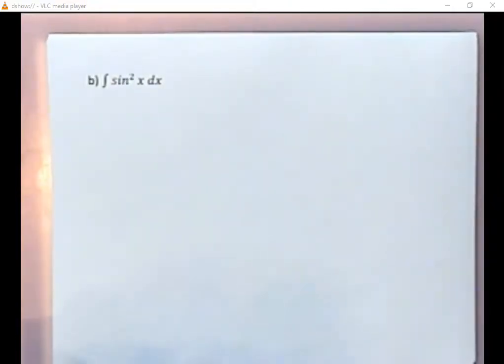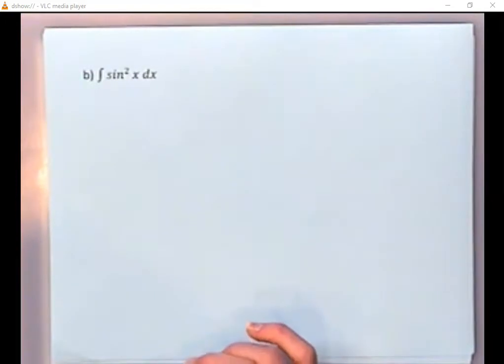Alright, so we don't have an integral for just sine squared, right? We know what it is for sine, but not sine squared. What should I do with the sine squared here? Any thoughts? What do you think? Do we have an identity we could use?